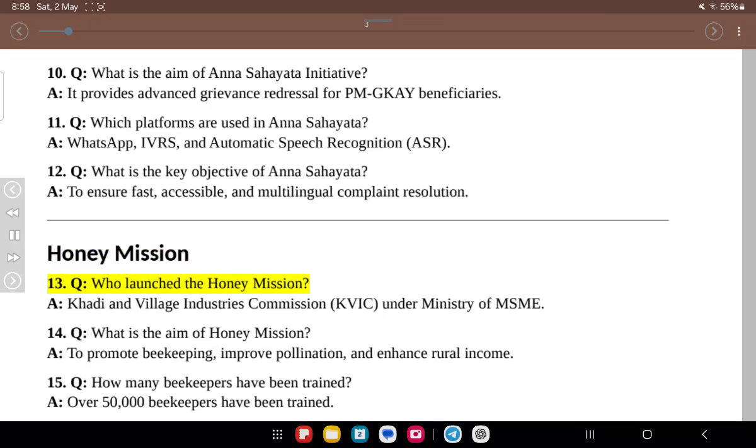Honey Mission. 13. Q. Who launched the Honey Mission? A. Khadi and Village Industries Commission, KVIC, under Ministry of MSME. 14. Q. What is the aim of Honey Mission? A. To promote beekeeping, improve pollination, and enhance rural income. 15. Q. How many beekeepers have been trained?